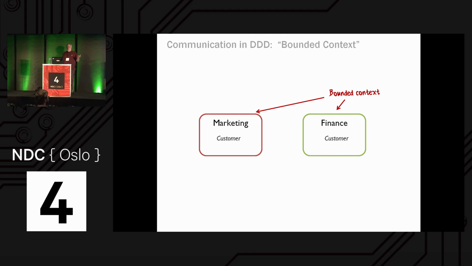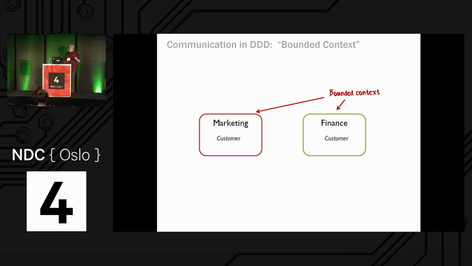Sometimes you see businesses where they try and create a domain model that stretches over the entire enterprise, and everyone is supposed to use the same words. That's doomed to failure, because different parts of the business use the same word to mean different things. So in marketing, a customer means somebody you can send an email to, somebody you can spam. In the finance department, a customer is somebody who owes you money. That's what a customer is. So again, different definitions of what a customer is.